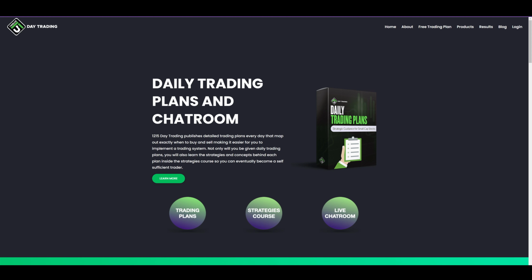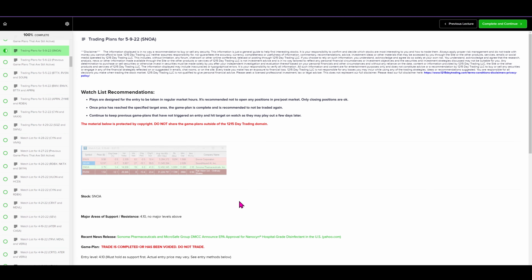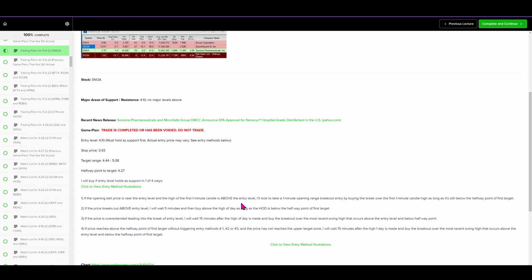Another way I'll look at continuation plays is from a service that I belong to, 1215 Day Trading. It's one of the services that I actually pay for. The gentleman that supports that service has a very defined set of criteria that he looks for, and most of those plays are continuation plays. The nice thing about the 1215 service is that when he puts a stock on his watch list, he identifies a very specific entry, a very specific stop, and a target range.